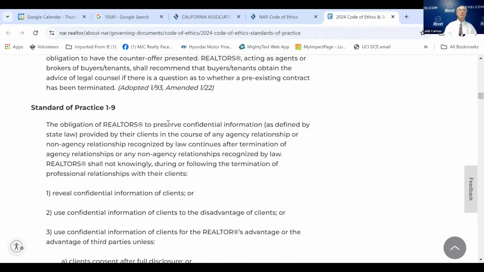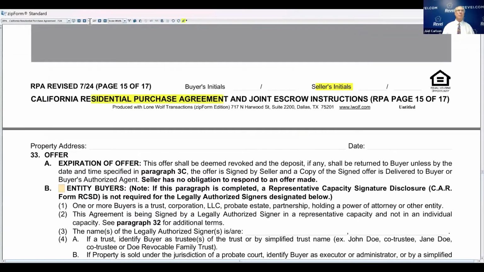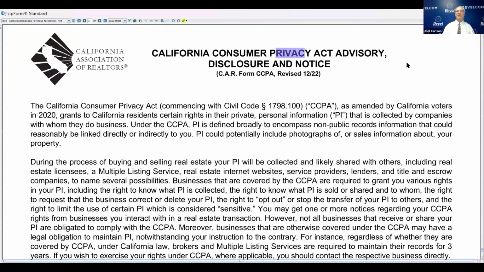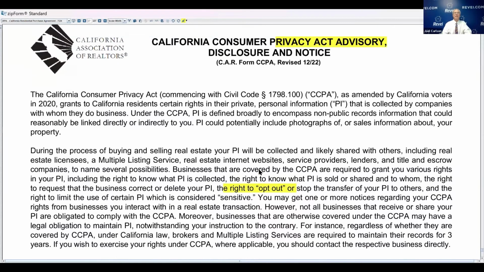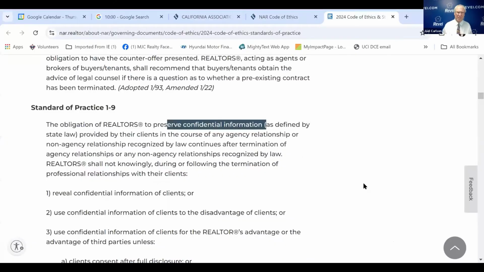1-9, the obligation of realtors to preserve confidential information. You must be respectful of confidential information. As a matter of fact, in California, we have the California Confidentiality Agreement. It's the last form. If we look at our forms here, this is the residential purchase agreement. The last form, see, this is a 17-page form. It says 17 pages. This is 27 pages long. The last form is the California Consumer Privacy Act. They sign this and they say they have the right to opt out. And if you put out information and they didn't give you permission, you're in violation of California law, Privacy Act. So even though we're looking at the Code of Ethics, we already have laws that say you can't do this.